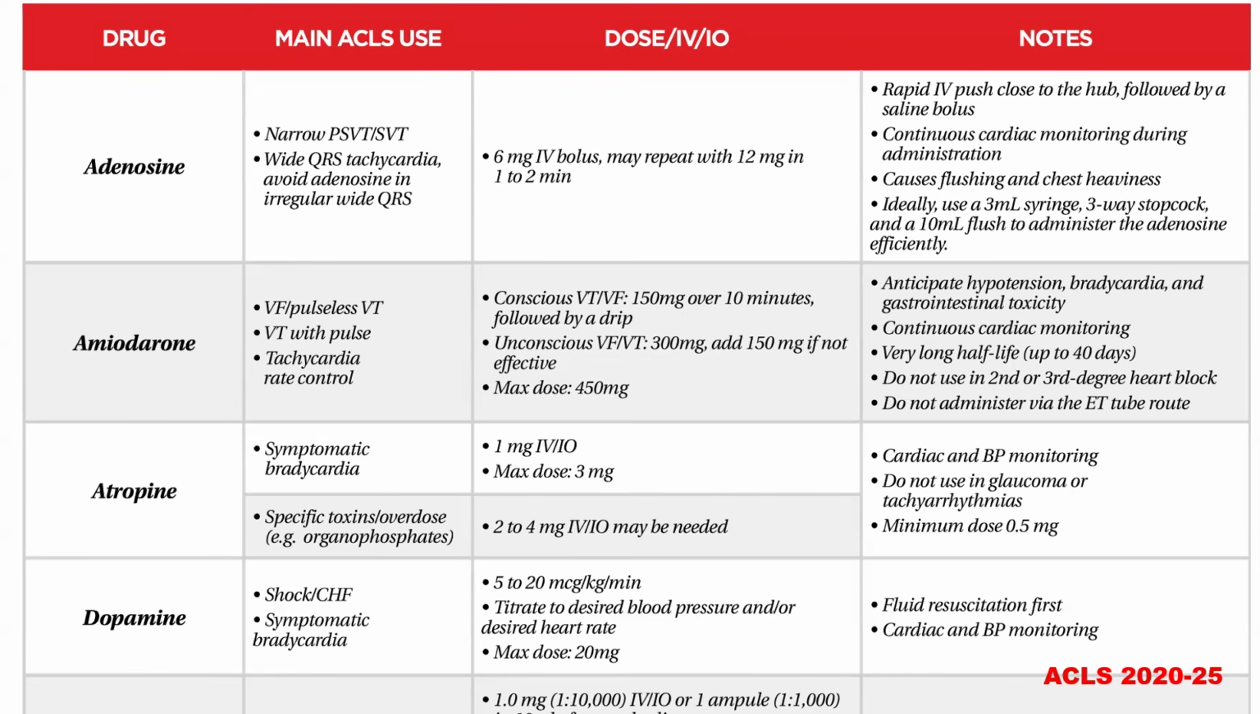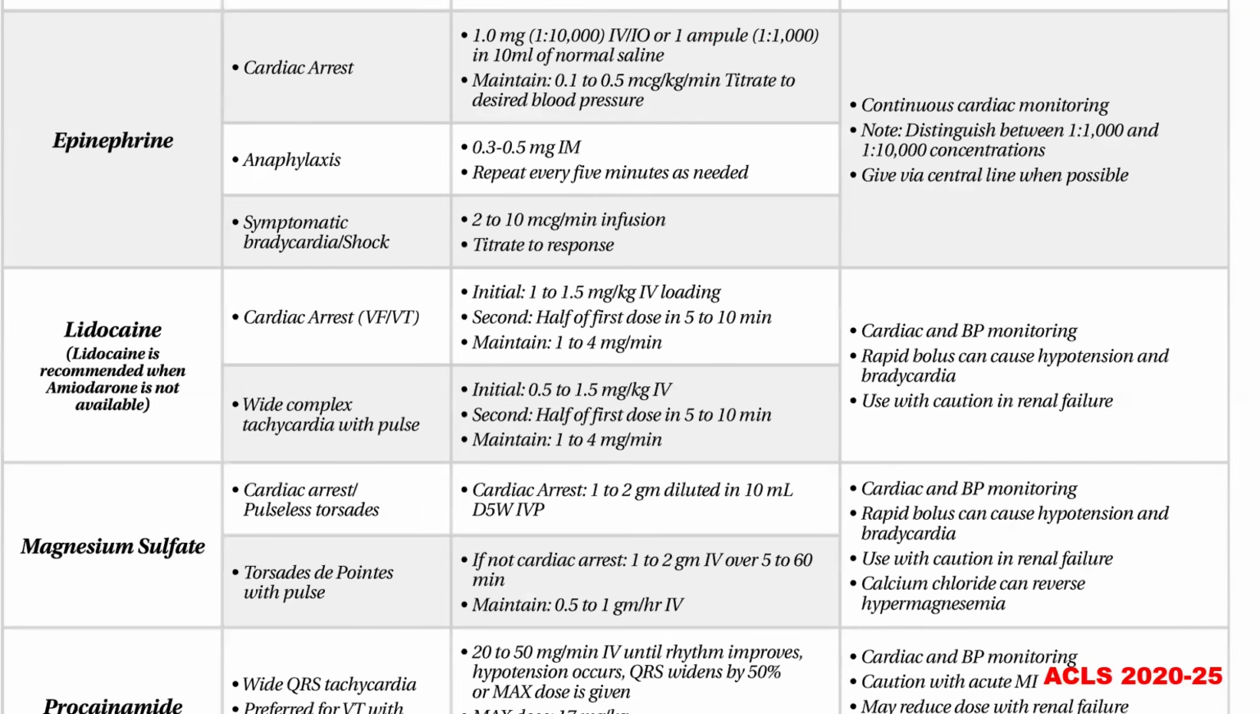Dopamine is used in shock and heart failure and symptomatic bradycardia, 5 to 20 mics per kg per minute. Titrate to the desired blood pressure and heart rate. Fluid resuscitation first, and cardiac and blood pressure monitoring needs to be done.